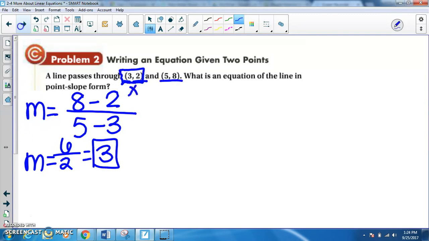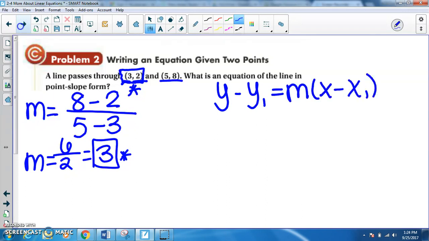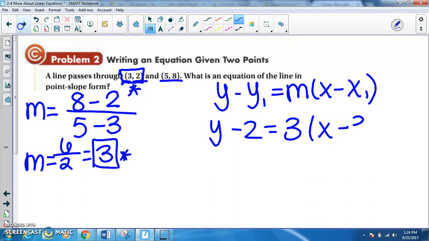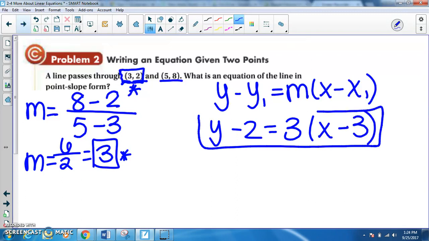So I have a point, and I have the slope. Then I have to plug it into point-slope form, which is y minus y1 equals m times x minus x1. y minus the point's y-value, 2, equals m, which is 3, times x minus 3. Since it asks for it in point-slope form, this is your equation of the line.